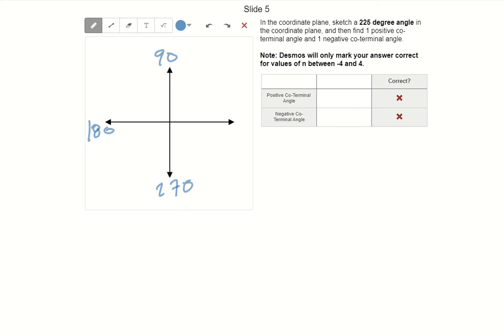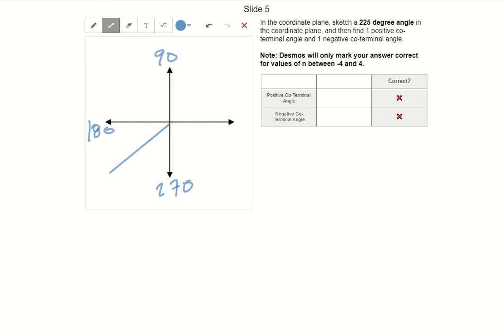So first we want to find it. 180 to 270, that's 90 degrees, right? 225 minus 180 equals 45. 45 degrees is half of 90, which means we're going halfway from 180 to 270. So that's going to be your 225 degree angle.